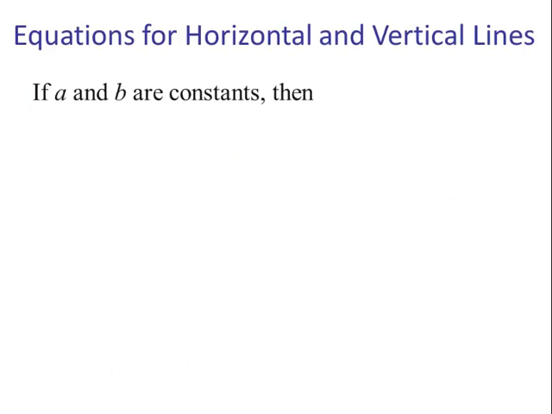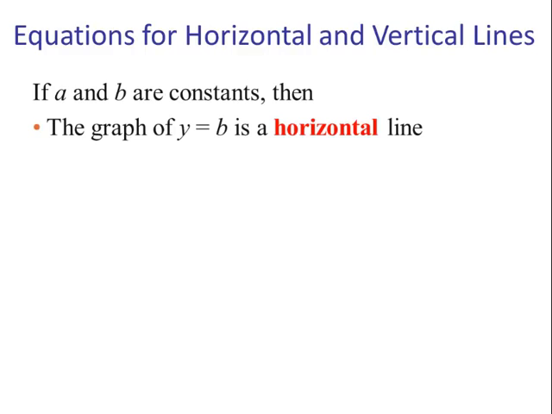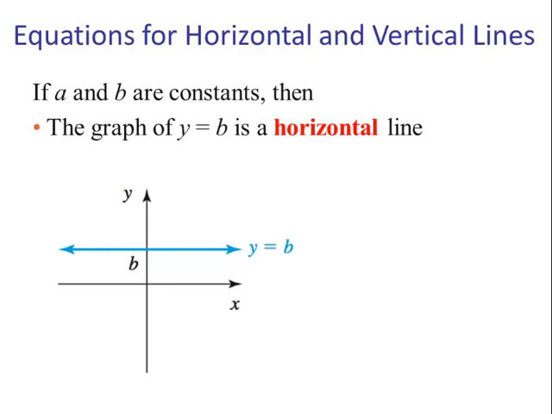Lesson objective: equations for horizontal and vertical lines. If a and b are constants, that means it's a number that stays the same, then the graph of y equals b is a horizontal line, which looks like this. There is our y-intercept, and it turns out that the y values stay all the same. For each of these x's, we have the same value of y, which in this case is b, some number.